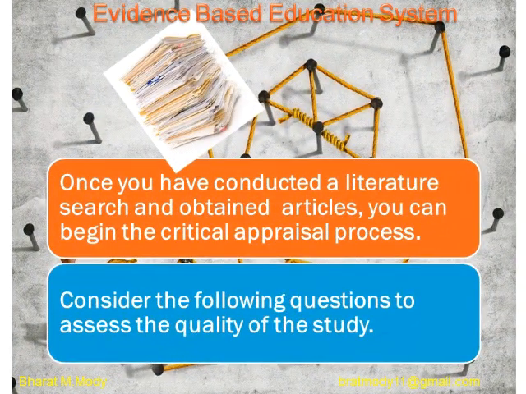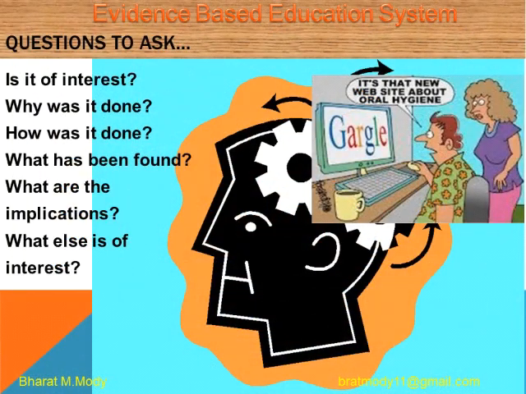Now once you have conducted the literature search and obtained articles, you can begin the critical appraisal process. That is the first step. Consider the following questions to assess the quality of the study. Let us see what different questions we need to ask if we want to find out the reliability, validity and repeatability. The questions to ask are: Is it of interest? Why was it done? How was it done? What has been found? What are the implications? What else is of interest?